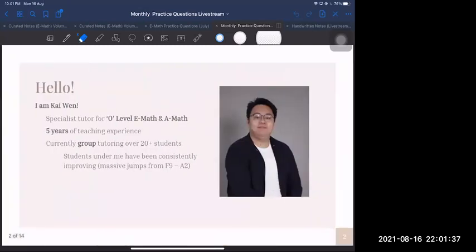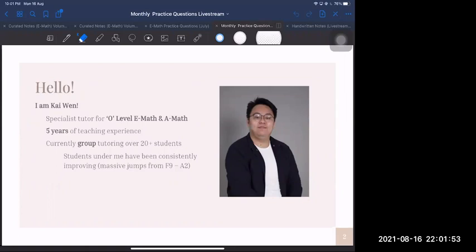Let me introduce who I am. My name is Kaiwen. I'm a specialist tutor for Overmarks A Math and E Math, so I teach math in general. I've been teaching for about 5 years already.